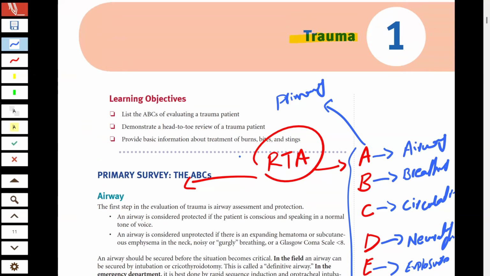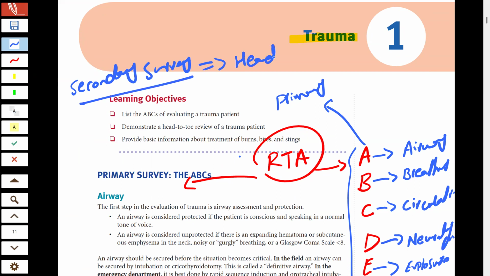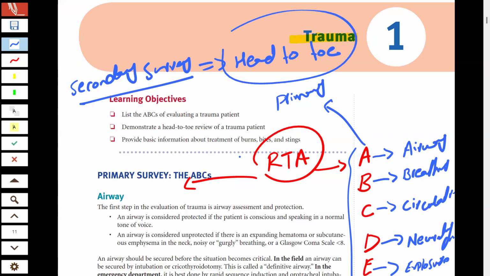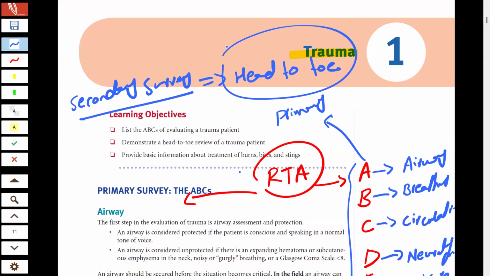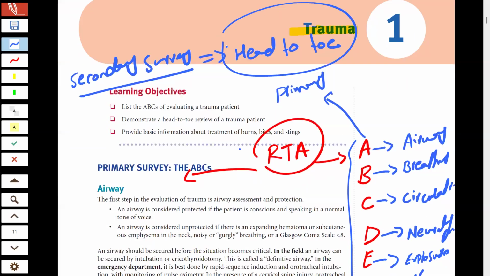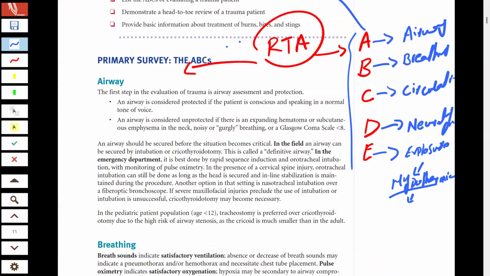What about the secondary survey? The secondary survey includes head-to-toe examination. After the primary survey, you go for the secondary survey: palpate the whole body and check for injuries, starting from head to toe. Now we are going to start the primary survey one by one and discuss it.